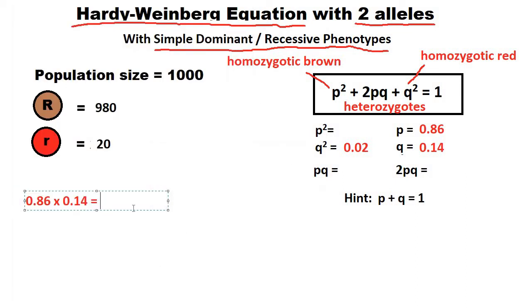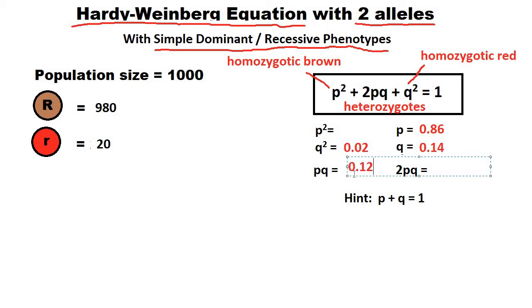So we're just going to call that 0.12. And if we multiply that by 2, we are obviously going to get 0.24.